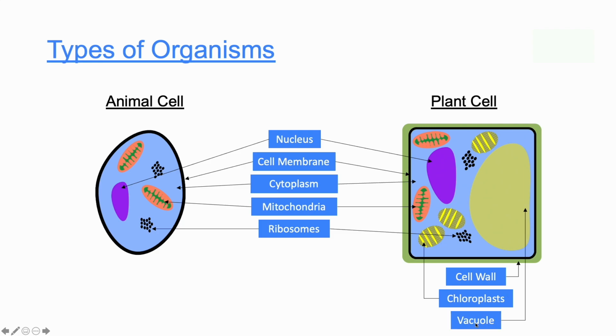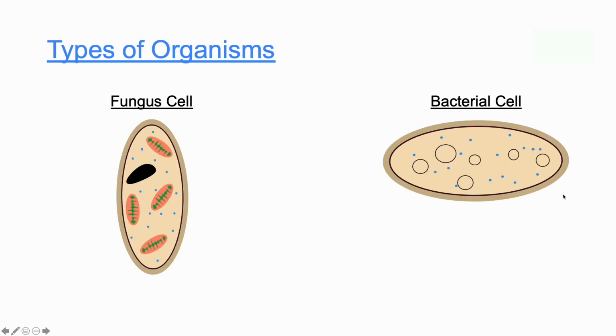And finally, the vacuole. The vacuole, again, it's only in plants, and it's this big structure we see here, and its job is it's a big sac that contains water or sap, and it's basically just storage for the plant cell to store water and sap. So let's go ahead and take a look at our next two types of cells.